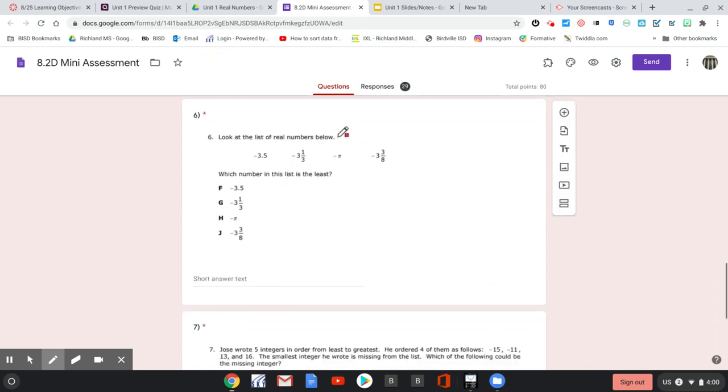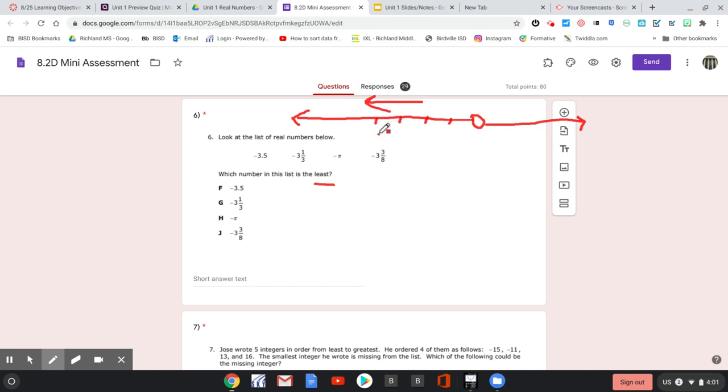Look at the list of real numbers below. Which number in this list is the least? So we're looking for the smallest number. They're all negatives, so don't let that throw you off, because the bigger the negative number is, the smaller it actually is, because it's going down further on the number line. That's 0. Okay? So negative 3.5. So if that's 1, 2, 3, and here's 4.